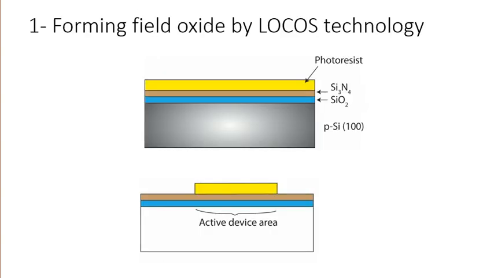Starting from P-type silicon oriented in 100 plane, first, silicon oxide and silicon nitride are deposited on the wafer by chemical vapor deposition. Next, a layer of photoresist is applied on top of the oxide. Using a mask in a lithography step, the extra photoresist will be removed and the active device area will be defined.